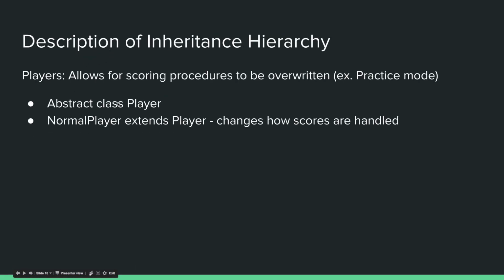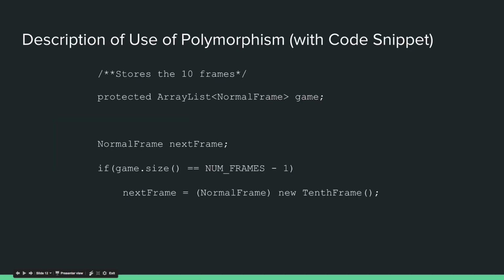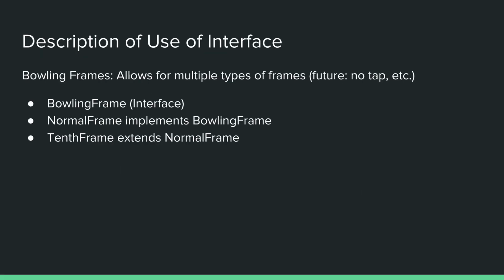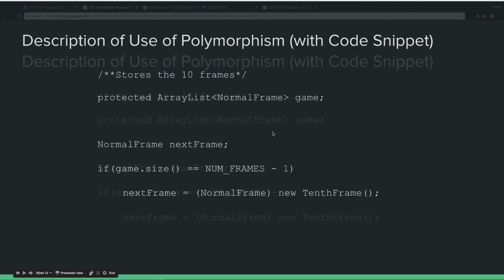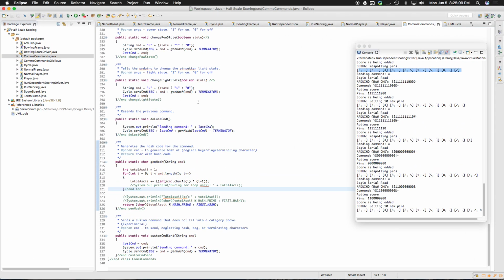So once again, there's the player inheritance and there's a frame inheritance. So polymorphism, the most obvious example of this is with bowling frames. I do have multiple arrays that contain just a list of normal frames. But there's also the 10th frame at the end. So I'm adding it to the array list as a normal frame, like with the other normal frames, and then I'm addressing it later as the 10th frame. And that's used throughout that single class. I need to remember which one that was in.